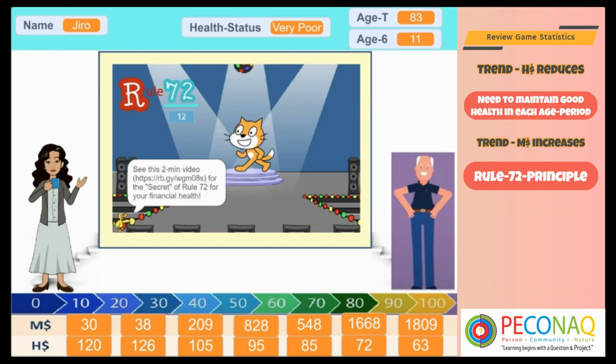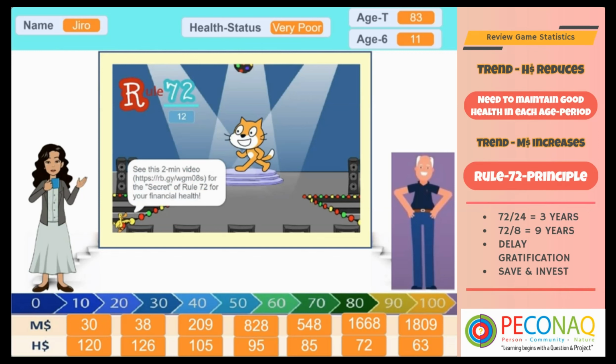Jiro, the reason and secret for the fast growth of your money is due to the compound interest on the money you have saved. Use the simple Rule 72 principle to remind yourself how fast your savings or debt will grow. If your credit card interest rate is 24% per year, it means that what you owed the bank will double in 3 years. The number of years to double your money is equal to 72 divided by the interest rate. If you have the habit of saving and investing, your money will double in 9 years, if the return is 8% per year.